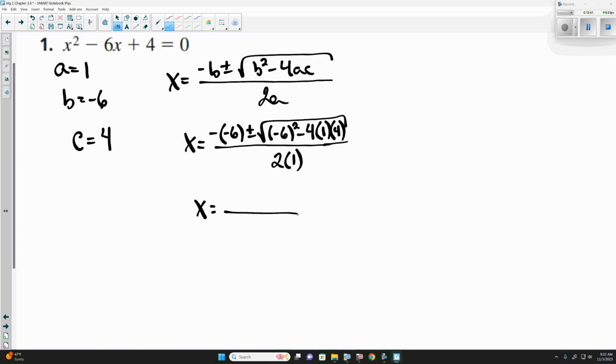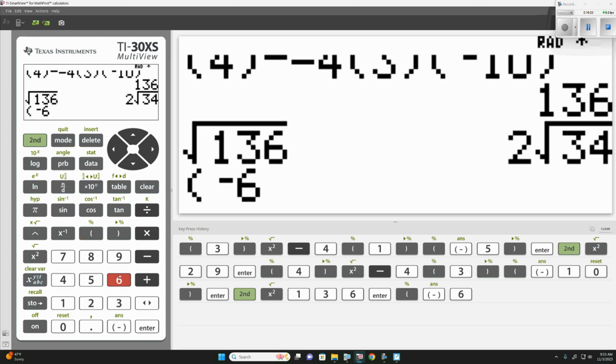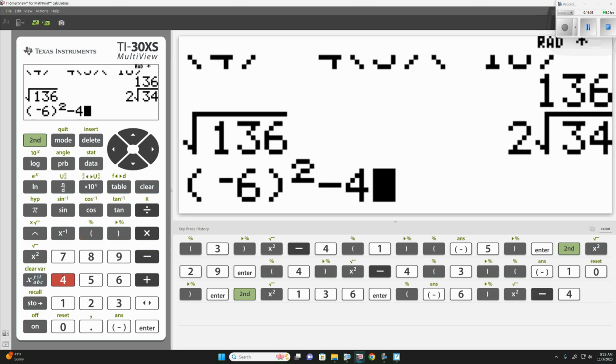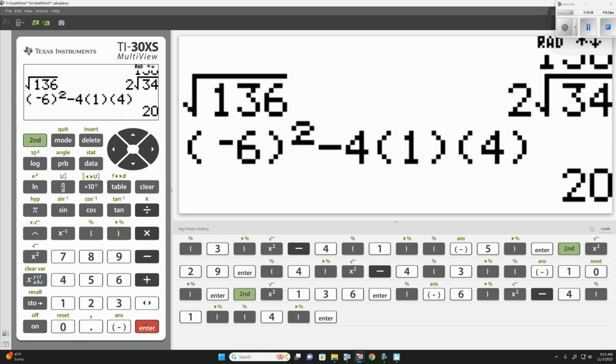Simplifying, negative negative 6 is just positive 6. The denominator 2 times 1 is 2. And again, I would plug everything inside the radical into the calculator, but I would do it without the radical. Parentheses, negative 6 squared minus 4 times 1 times 4 is 20.